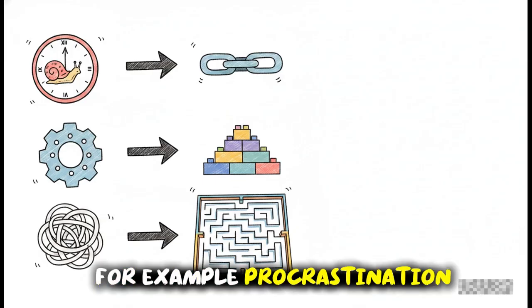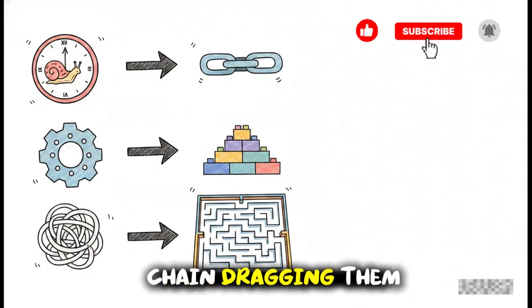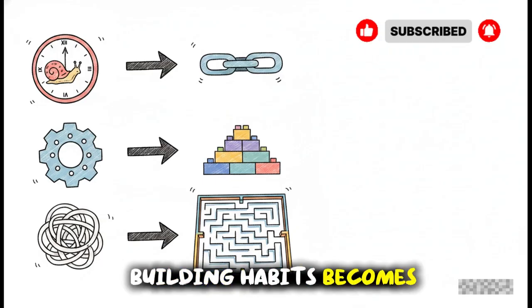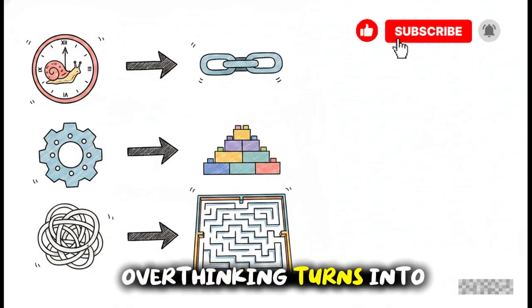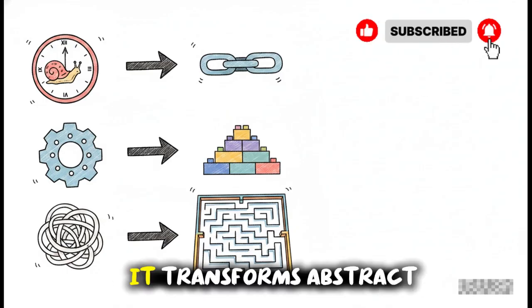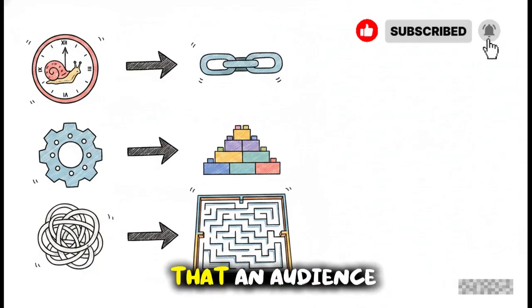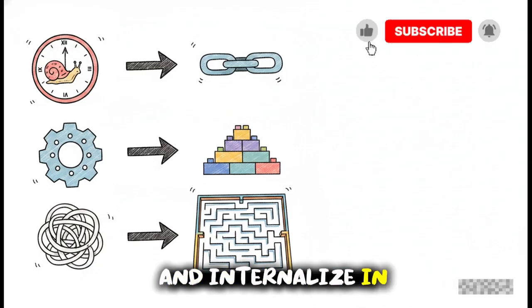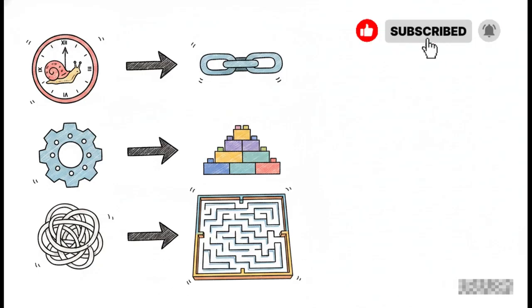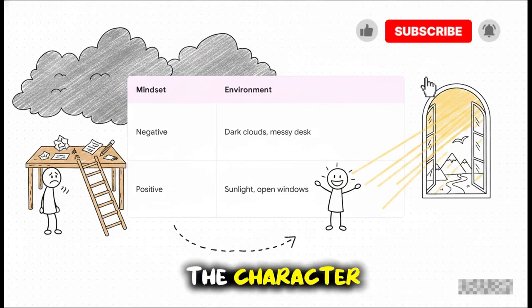For example, procrastination becomes a heavy chain dragging them down. Building habits becomes stacking bricks. Overthinking turns into a literal maze. It transforms abstract psychology into immediate visual symbols that an audience can process and internalize in just a fraction of a second. And the prompt doesn't stop with the character.